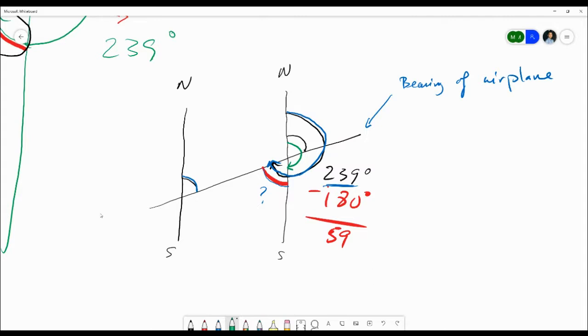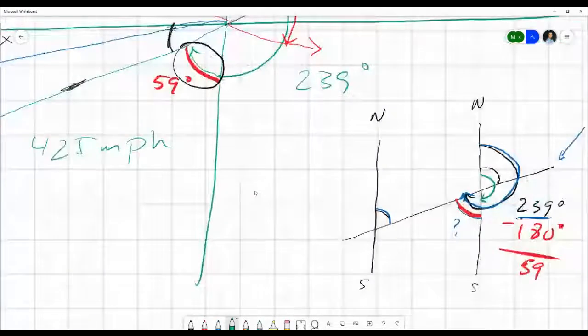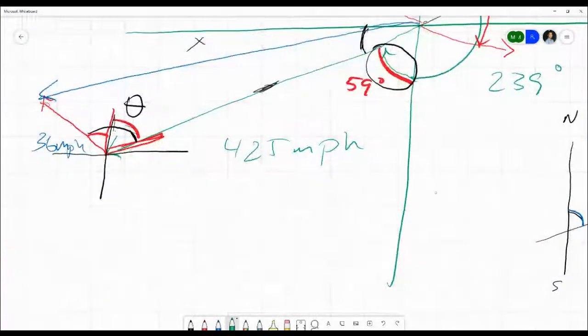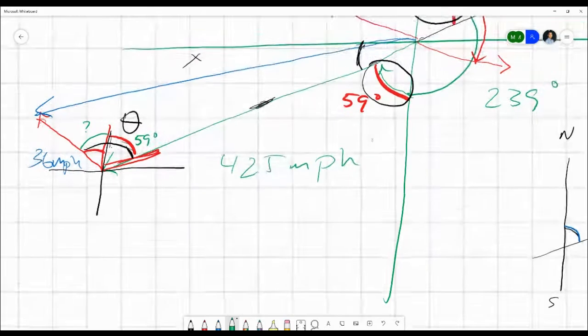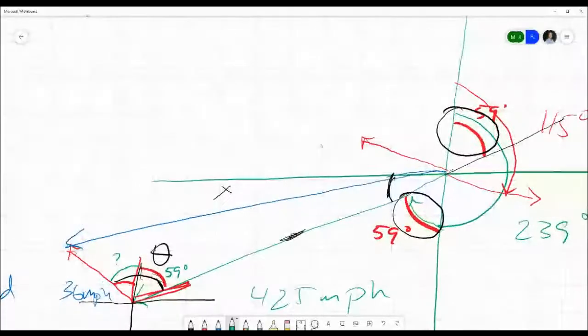Great. All right, so that's only the first part. I found out that was 59 degrees, so this portion right here is 59 degrees. Now I need to find out what this portion right here equals. Well, I can also find that fairly easily because I know this is 115 degrees here. So let me redraw this portion right here.